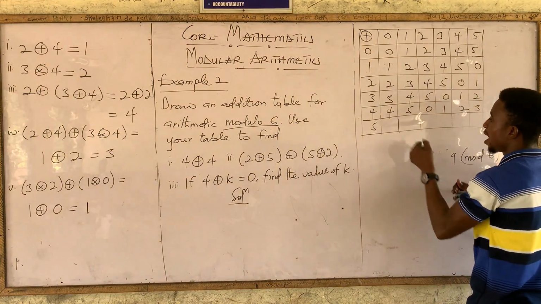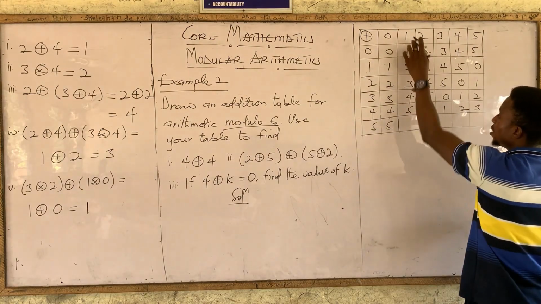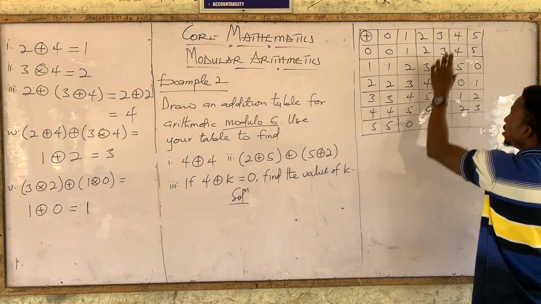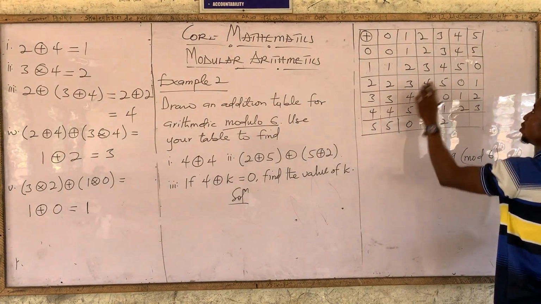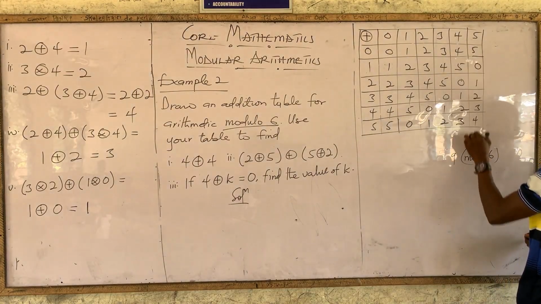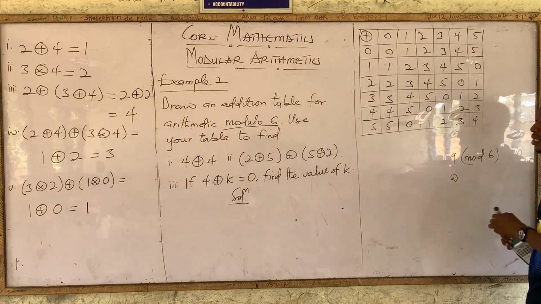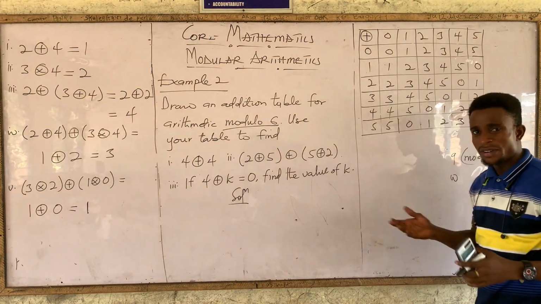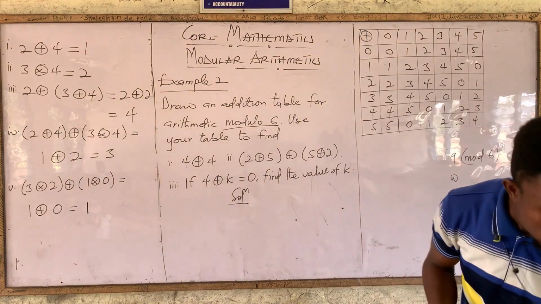So I have that of 5, and this one will get me 5, 6, so 0, 7, 1, 8, 2, 9, 3, then 10, which is 4. That is 10 in modulo 6, and we'll get you 4. So that is that. You see, it's very simple. Okay, let's continue.